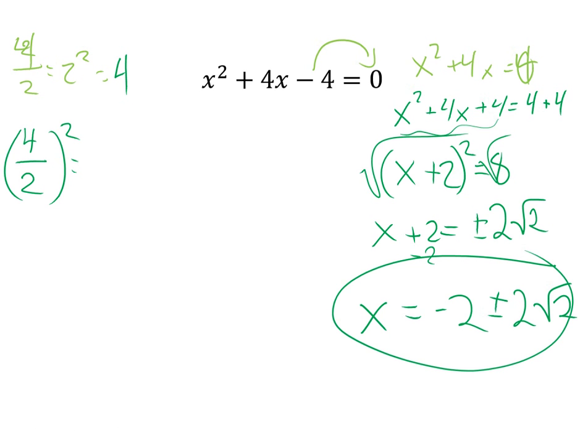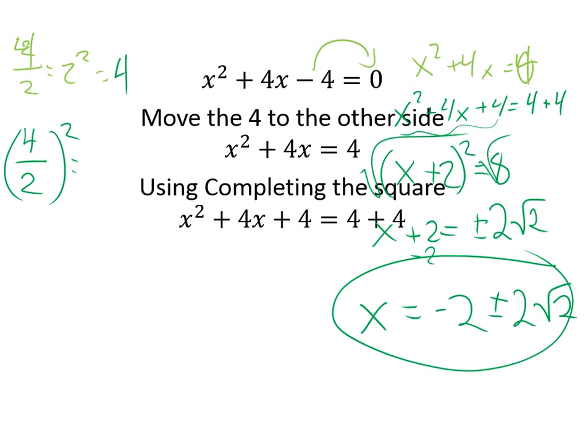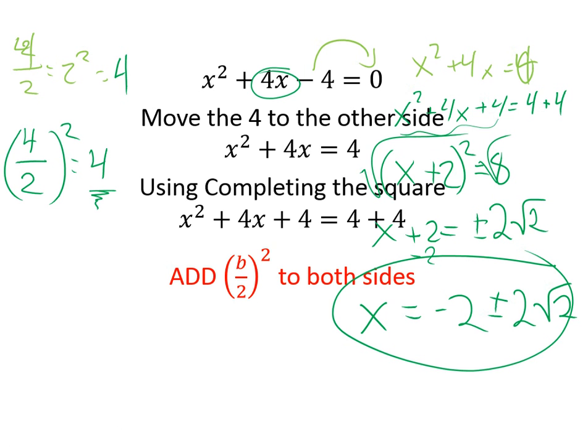And that would be our answer. And then you could estimate if they want it. So you'd move the 4 to the other side. Okay, use completing the square, which you take the b value, or the middle one, divide it in half, and then square it. And then that is what you are adding to both sides. So you will be adding that to both sides, the b over 2 squared, whatever you get for that. And then you solve it the rest of the way through. And that's, as you see, that's what we have.